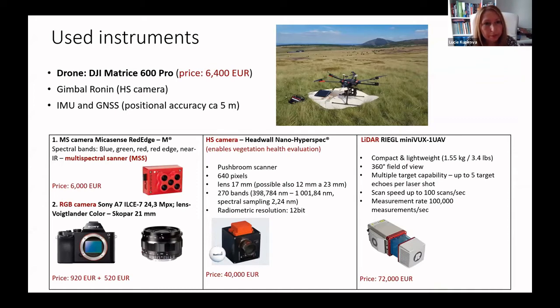Which instruments do we use? We use DJI Matrice 600 Pro drones. The National Park has the same drone that we have at our university. In the National Park, they use an RGB camera and a multispectral scanner, MicaSense RedEdge. We have a hyperspectral camera that also enables vegetation health evaluation, but I am not going to talk about it again. And we also have LiDAR.